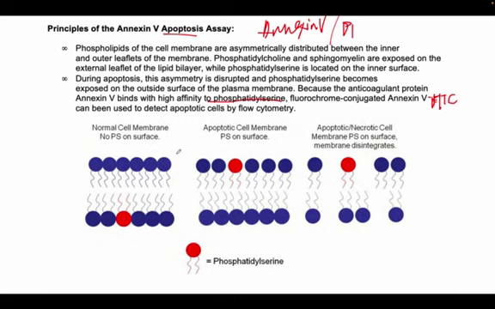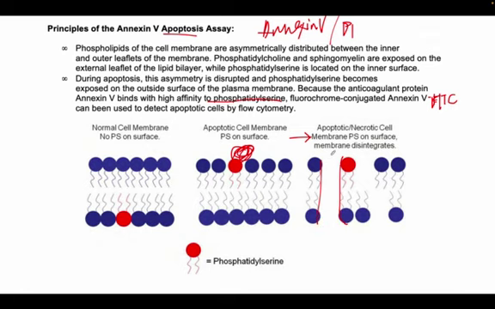However, during the process of apoptosis, the asymmetry of the bilayer is disrupted, and phosphatidylserine becomes exposed to the outer surface. If this is the case, then annexin V can come and bind to it. So in early apoptosis, we will see this flipping of phosphatidylserine, and annexin V can come and bind to it. And as the apoptosis process progresses, the membrane starts to disintegrate, so we start getting pores in the membrane.